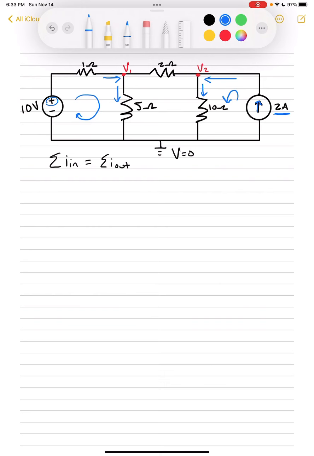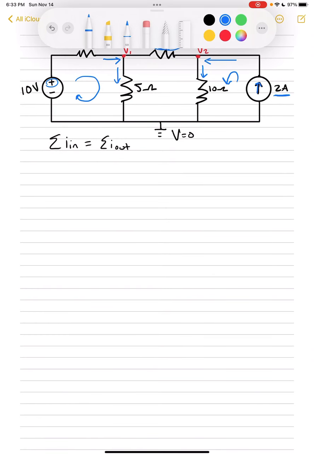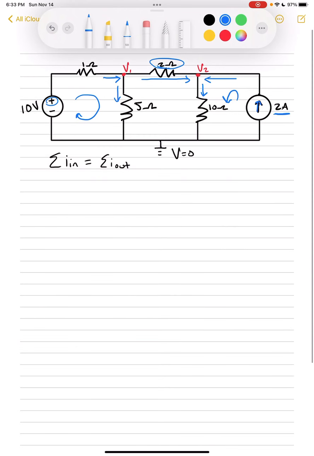The last current that we don't know yet is in between here with this 2 ohm resistor. And for that, we're basically going to guess, because if we're wrong, that just means we're going to get a negative answer, and that means that the current's going to be going in the opposite direction of what we guessed. So just assume that it's going this way. So that means it's going out of V1 and going into V2.